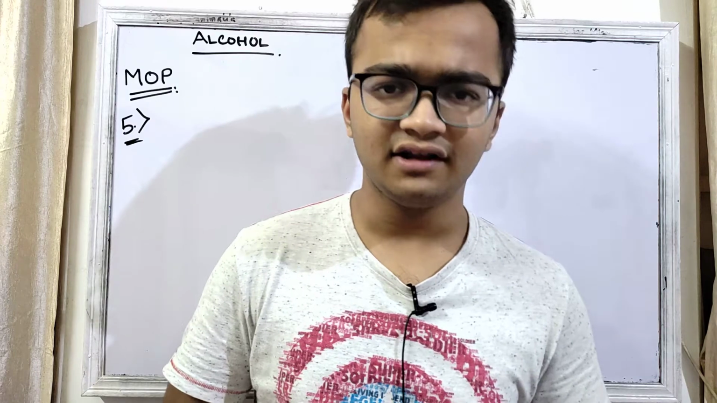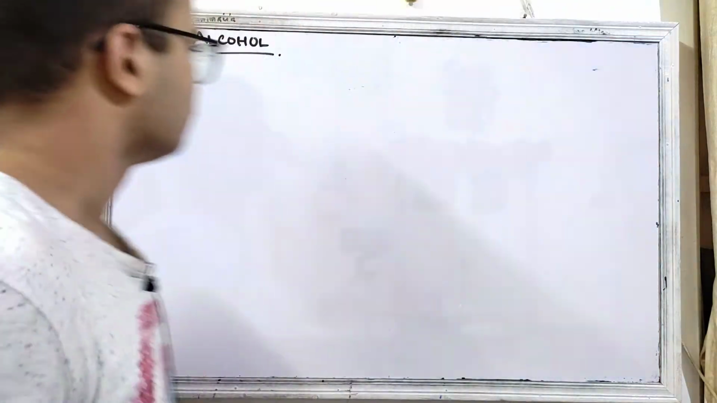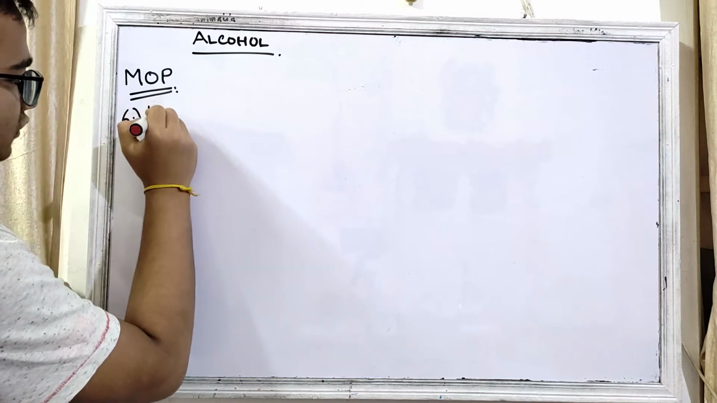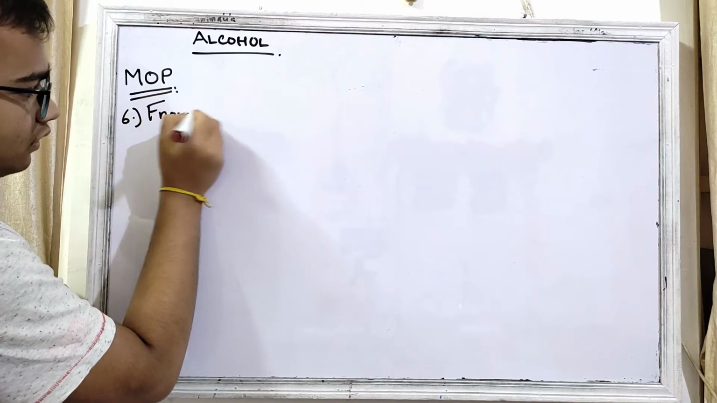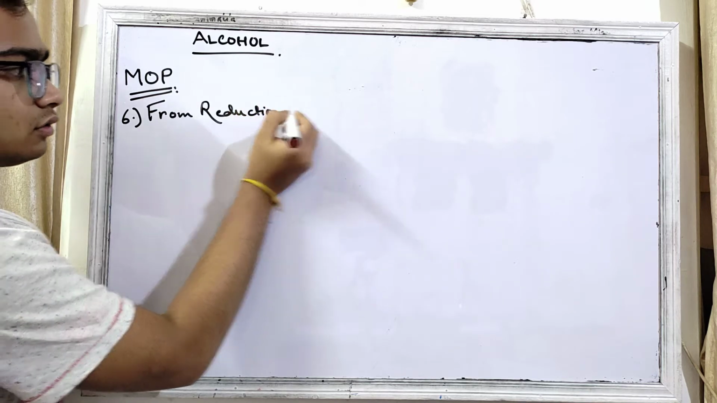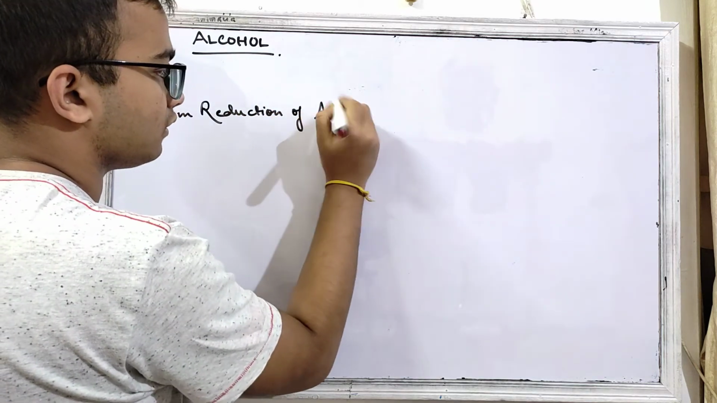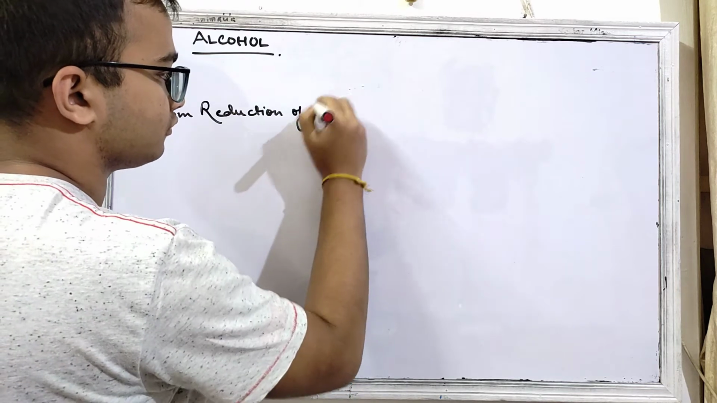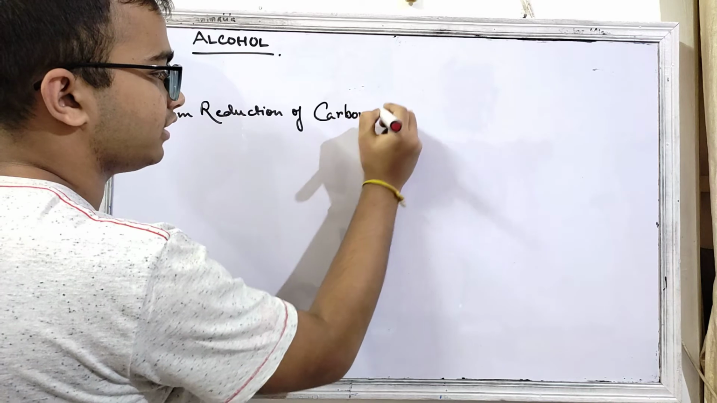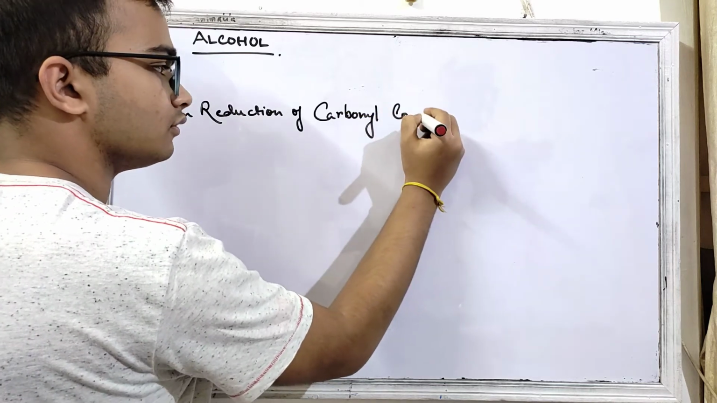So, let us give the heading and start writing. This will be number 6: reduction of carbonyl compounds. Aldehydes and ketones are together called carbonyls. So you can write here carbonyl compounds.